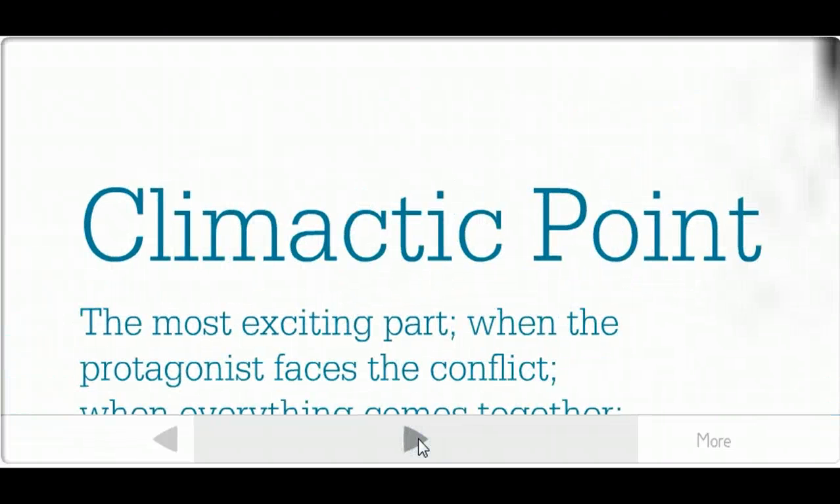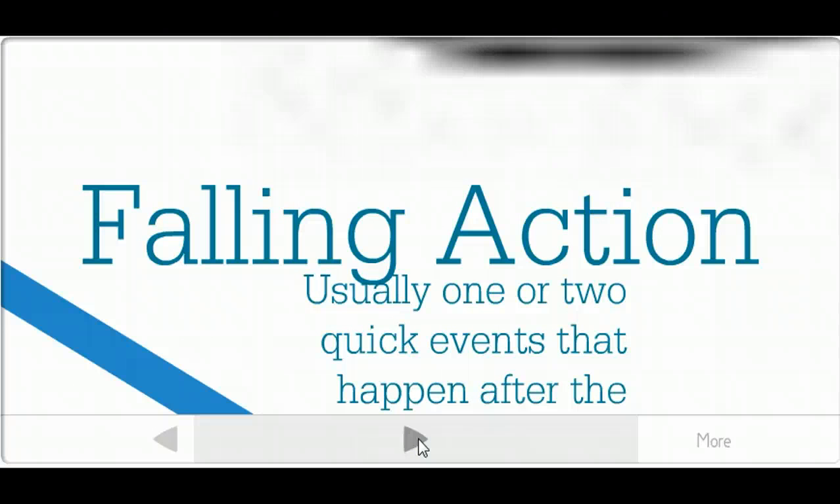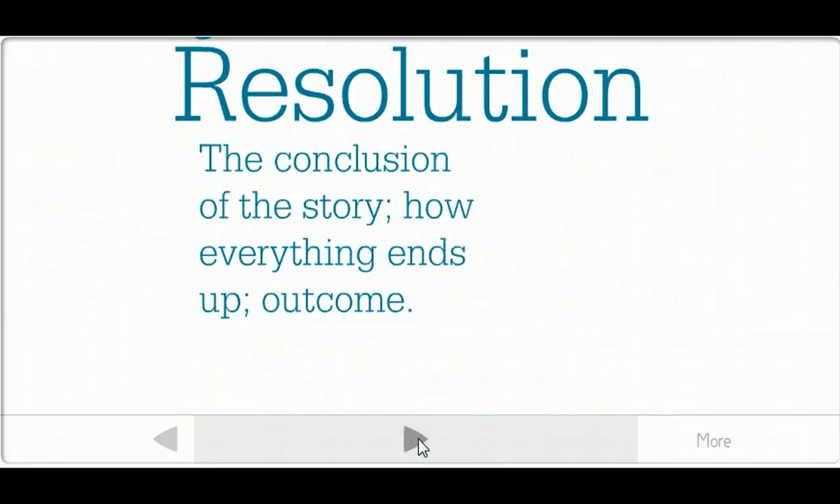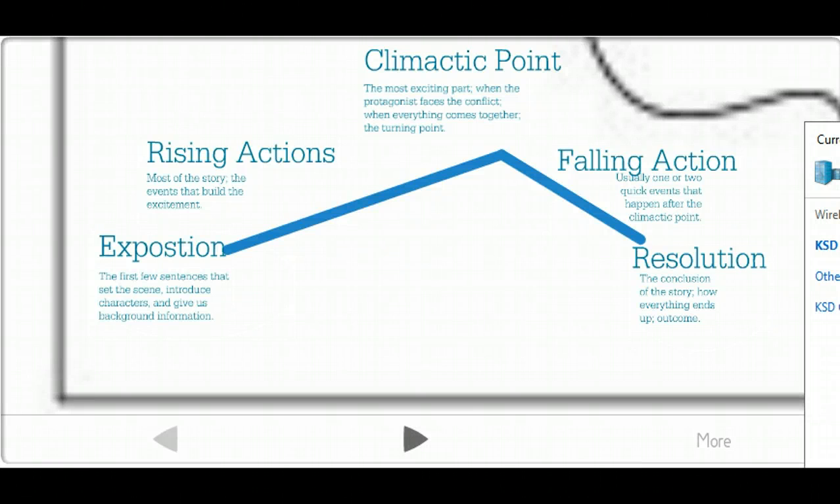The climactic point is the most exciting part. It's when the protagonist faces the conflict and when everything comes together. The falling action is usually one or two quick events that happen after the climactic point. And the resolution is the conclusion of the story, how everything ends up, and the outcome of the story. And that's a quick overview of the plot diagram.